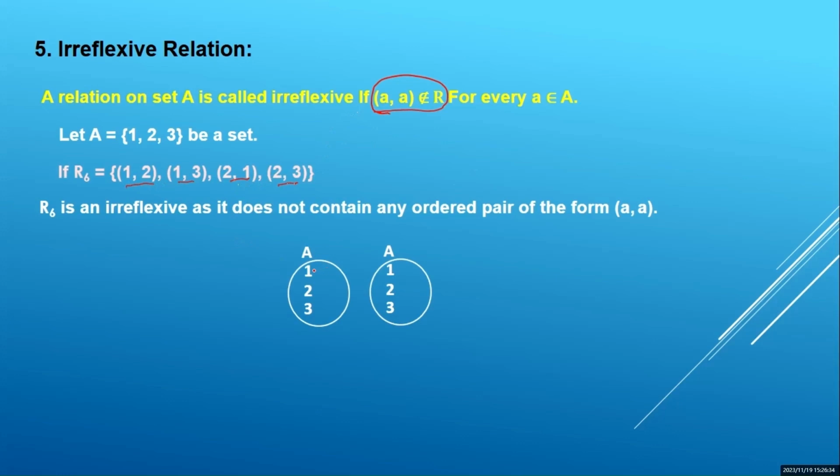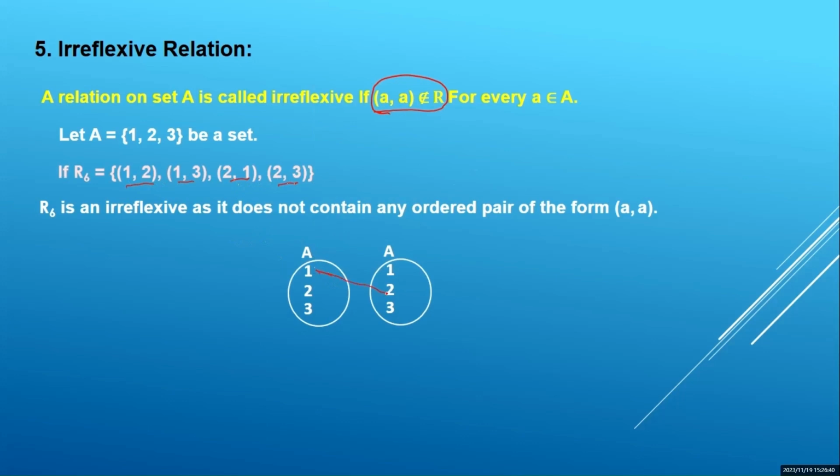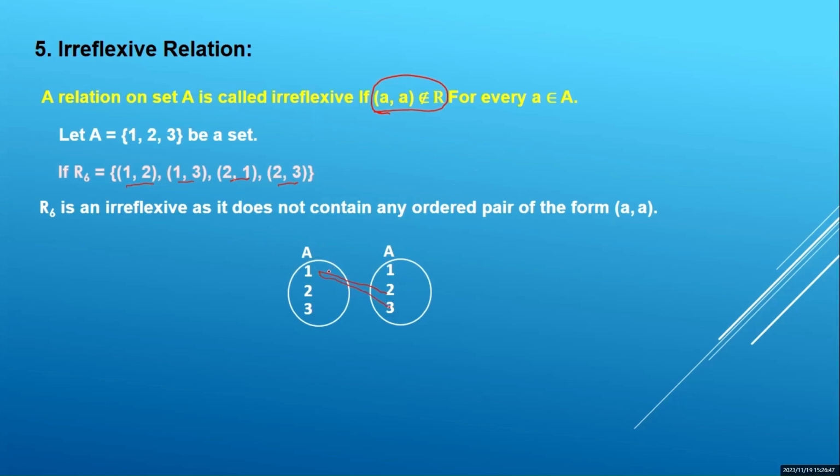For example, in such a relation, 1 can be mapped to 2, 1 can be mapped to 3, but 1 should not be mapped to 1 itself. 2 can be mapped with 1, 2 can be mapped with 3, but 2 should not be mapped with 2 itself. 3 can be mapped with 1, 3 can be mapped with 2, but 3 should not be mapped with 3 itself. Then it will be an irreflexive relation. In case 1 is mapped to 1 also, 2 to 2, 3 to 3 also, then it will not remain irreflexive.